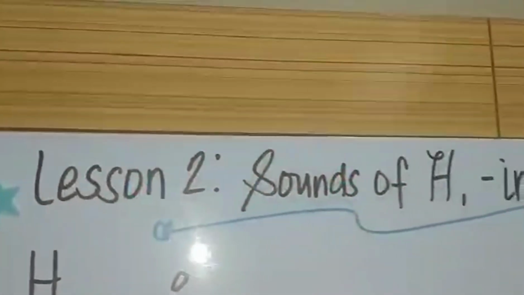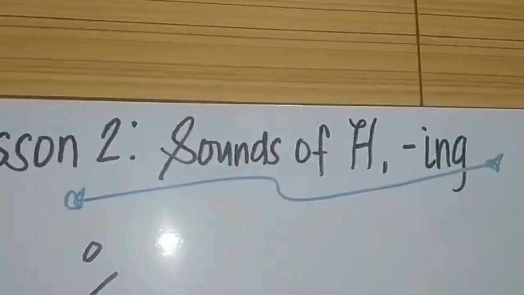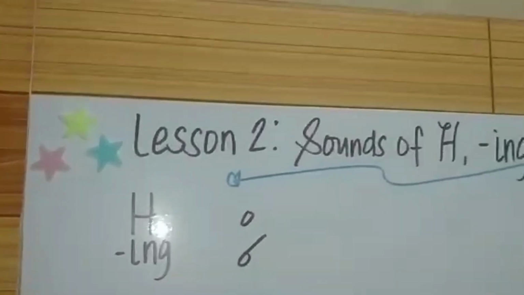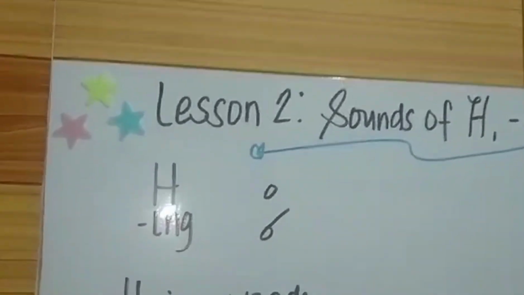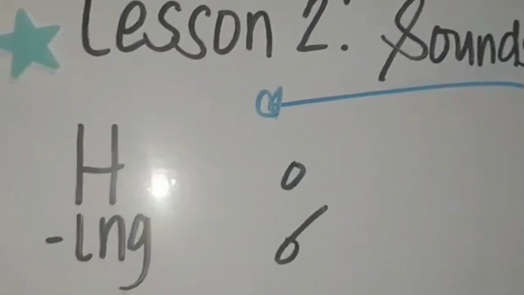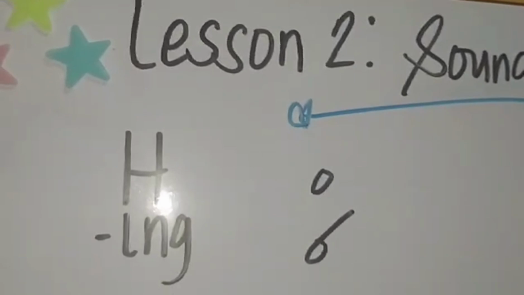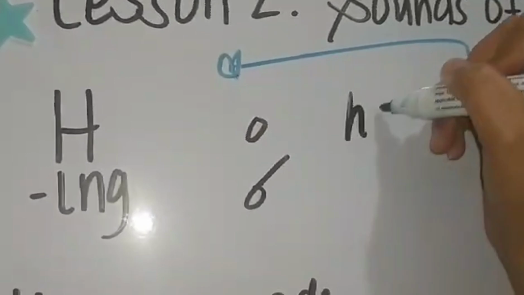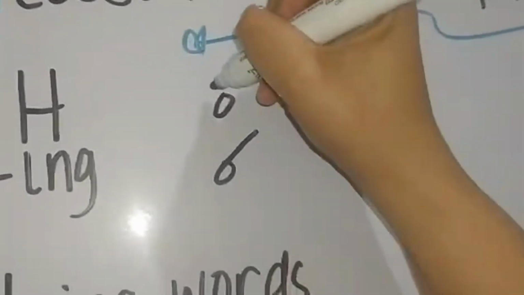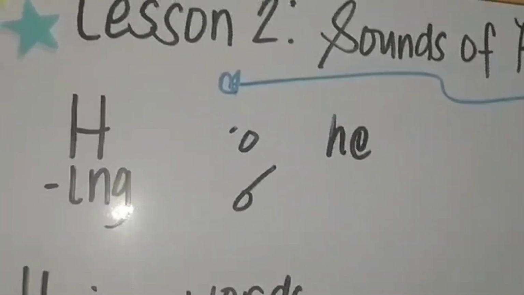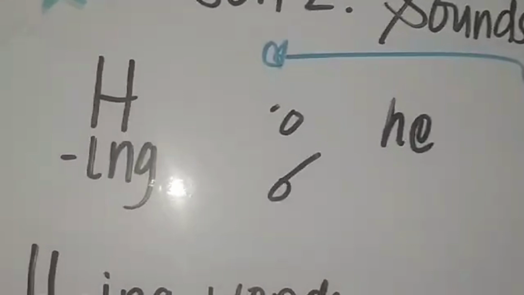Lesson 2. Sounds of H and ending ing. The shorthand symbol for the sounds of H and ending ing is a dot. The letter H almost always occurs at the beginning of a word. For example, the word he. He is represented by a dot and then an E circle, while ending ing is represented by a dot placed above the vowel.